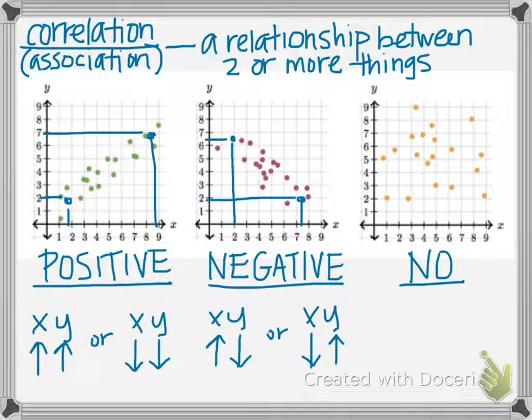In the last graph, this is an example of a scatterplot that doesn't appear to have any correlation. So we just say it has no correlation. There's no pattern being seen. There's no relationship between the x and the y.